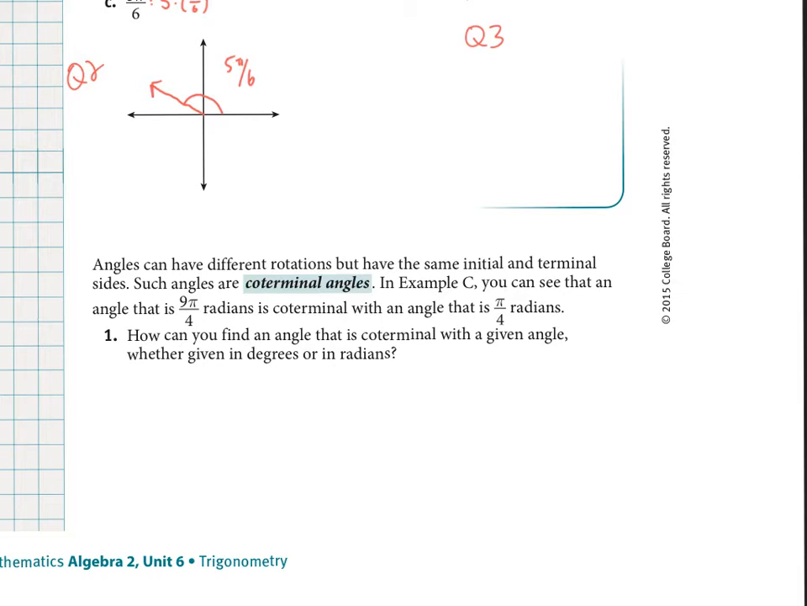So how can we find, just big picture, how can we find coterminal angles, whether it's in degrees or radians? Well, we are going to add or subtract full rotations. Because again, if it's a full rotation, it ends in the same spot. So that means I can add or subtract 2 pi if it's in radians, or add or subtract 360 degrees if it's in degrees. So that's going to help us move back and forth, and we'll try some examples on the next page.